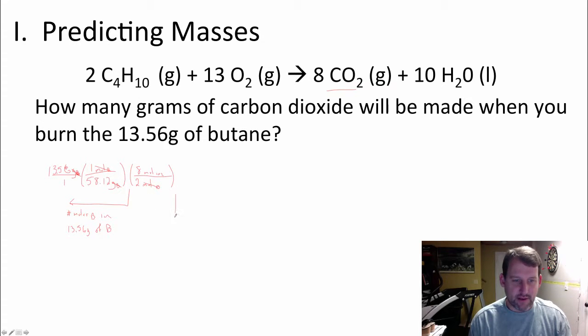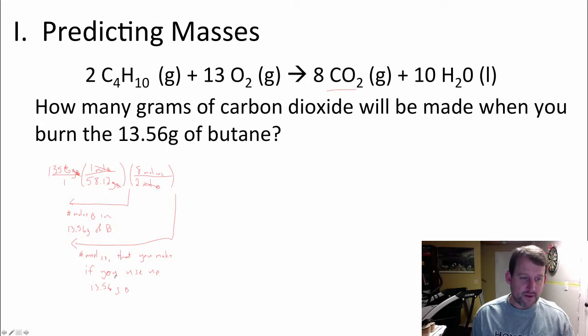Now this number right here tells me, here's the cool thing. And notice how the language will change. Last time it was the number of moles of oxygen needed to use up, but we're not using the CO2, we're making it. So here's how we say this one. This is the number of moles of CO2 that you make if you use up 13.56 grams of butane. So that's pretty cool. If we stopped here and we did the math, this would be the number of moles of CO2 that are made when you use up all 13.56 grams of butane.